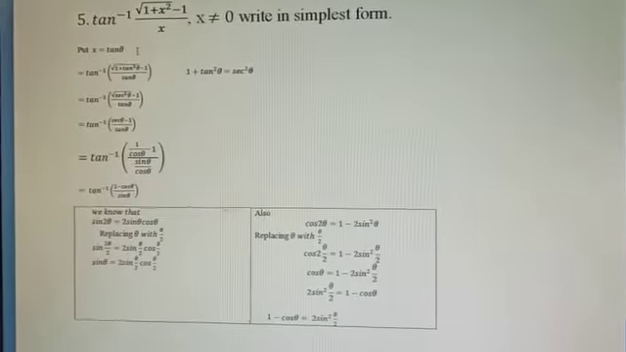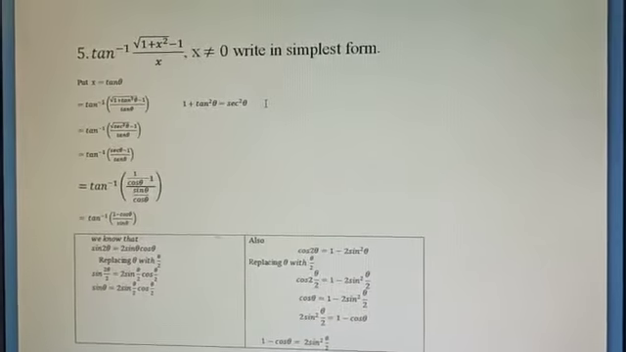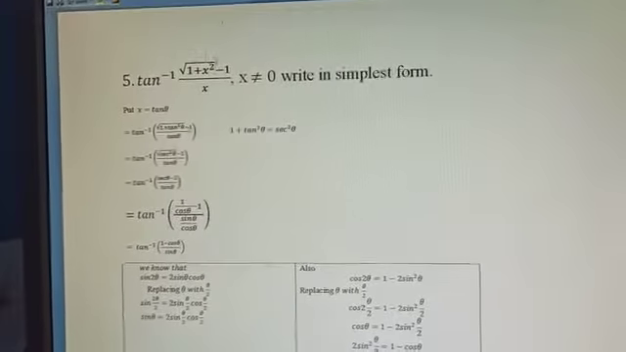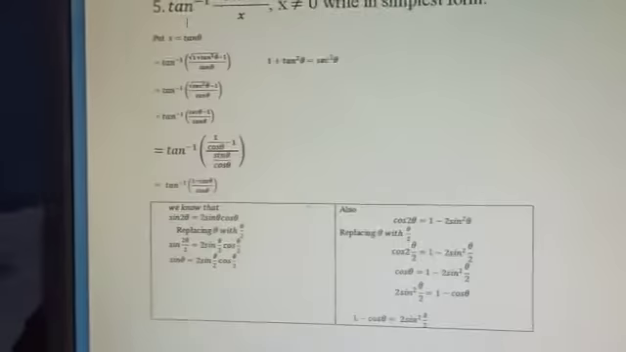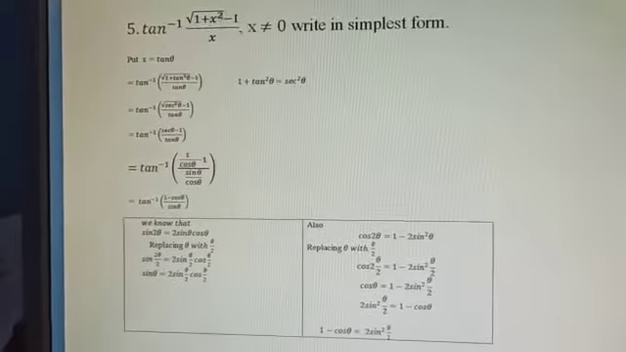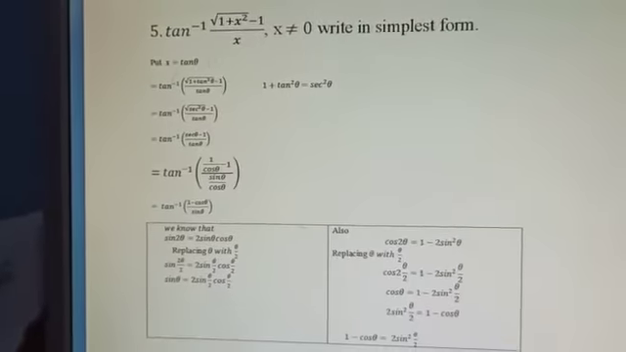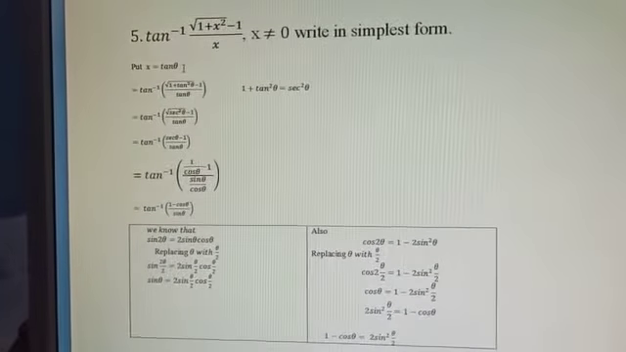So let us pass on to another problem. Write the following function in the simplest form. This function we have to write in the simplest form: tan inverse of root of 1 plus x square minus 1, divided by x, where x does not belong to 0. So let us put x equal to tan theta.